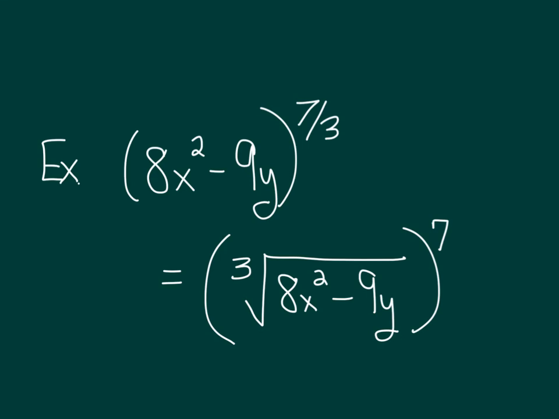That 2 over 3, the 3 becomes the root, the 2 stays there as the power. And a way more complex one with that, we have 8x squared minus 9y, all raised to the power of 7 over 3. So down here, then we have the 3 is what the root is, so the denominator becomes the root of the 8x squared minus 9y. So you're just leaving all of that in there underneath the radical there, all raised to the power of 7 because you had that 7 up there. Okay?